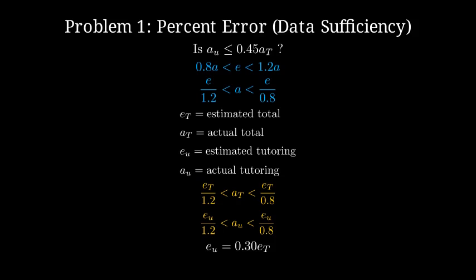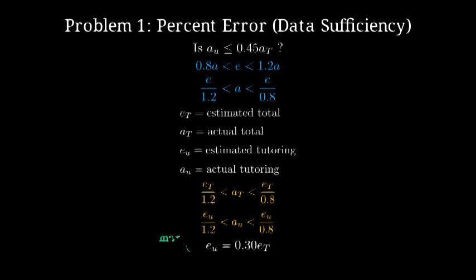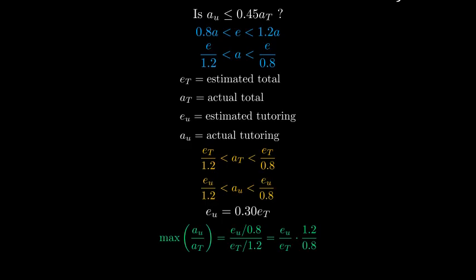Now analyze statement 1. Estimated tutoring is 30% of estimated total. To maximize the ratio a sub u over a sub t, we take the largest possible a sub u and the smallest possible a sub t. So the maximum ratio is E sub u divided by E sub t times 1.2 over 0.8.